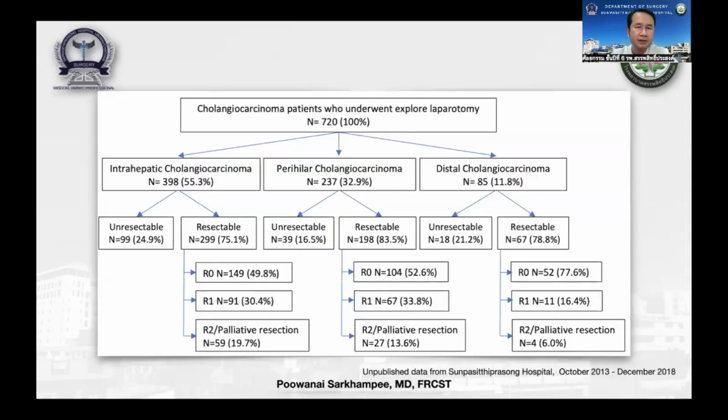And we collected data in our hospital from 2013 to 2018 on patients with cholangiocarcinoma who underwent exploratory laparotomy. Of 720 cases explored, only 80% were found resectable, but in 20%, when we explored, we found that it was unresectable. So overall in my hospital, only about 1/3 or 30% of cases are resectable, and the survival outcome for patients with resectable and unresectable disease is different.